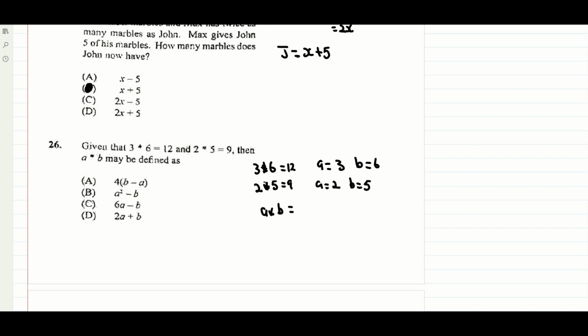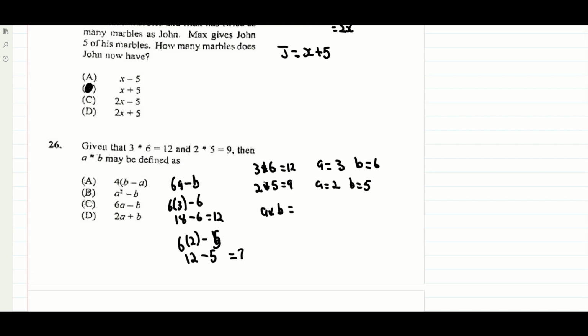Then let's look at C. They said 6A minus B, that's 6 by A, which is 3, minus B, which is 6. 6 3s are 18, 18 minus 6 is equal to 12. So when A is 3 and B is 6, for this operation it works. Let's see if it will work for 2 and 5. That is 6 by A, which is 2, and B is 5, so it's minus 5. 6 2s are 12, 12 minus 5, 5, 6, 7, 8, 9, 10, 11, 12. You're getting 7, so that is not right.